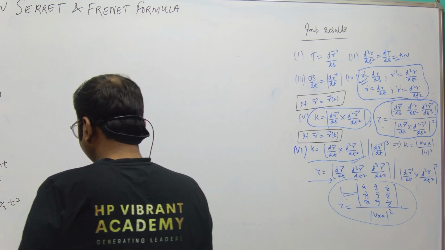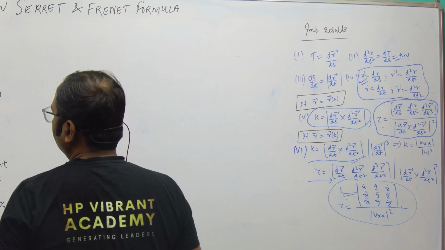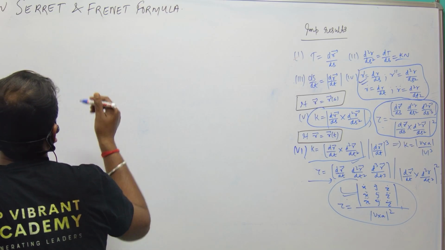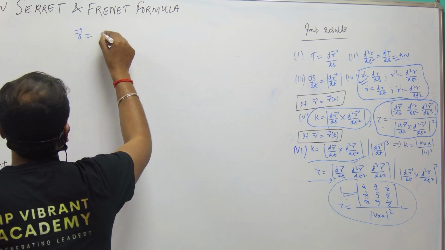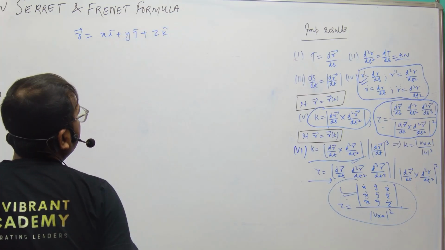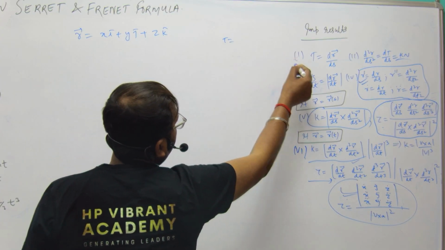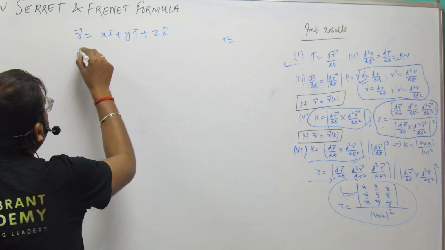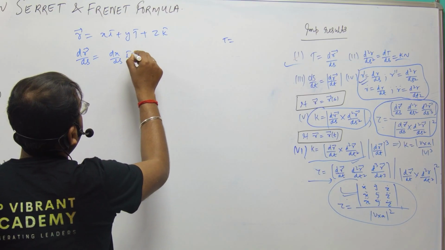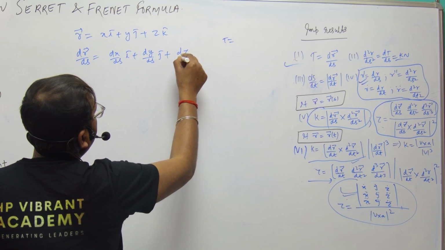We have the radius vector r equal to x i cap plus y j cap plus z k cap. The unit tangent vector t is equal to dr upon ds. Let us find dr upon ds. dr upon ds is equal to dx upon ds i cap plus dy upon ds j cap plus dz upon ds k cap.